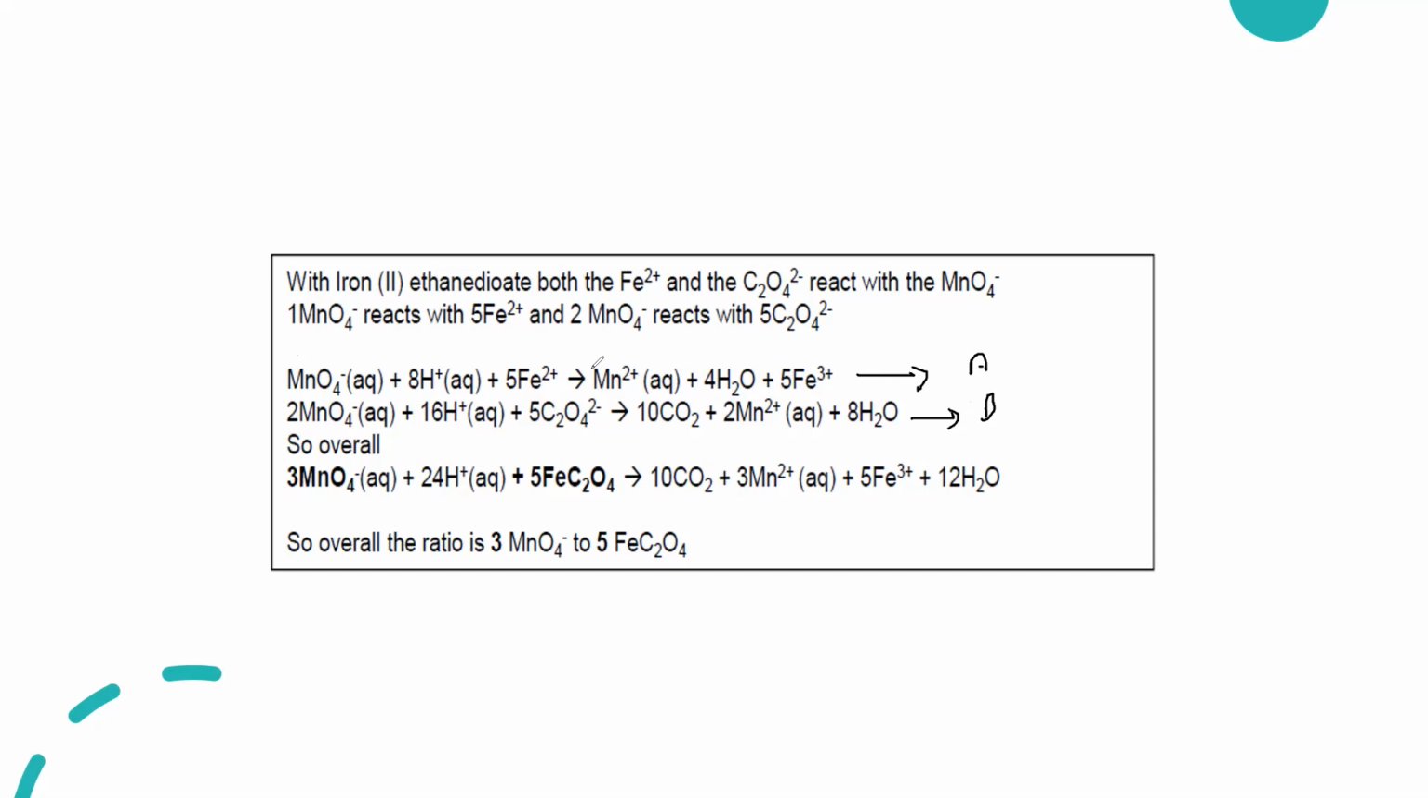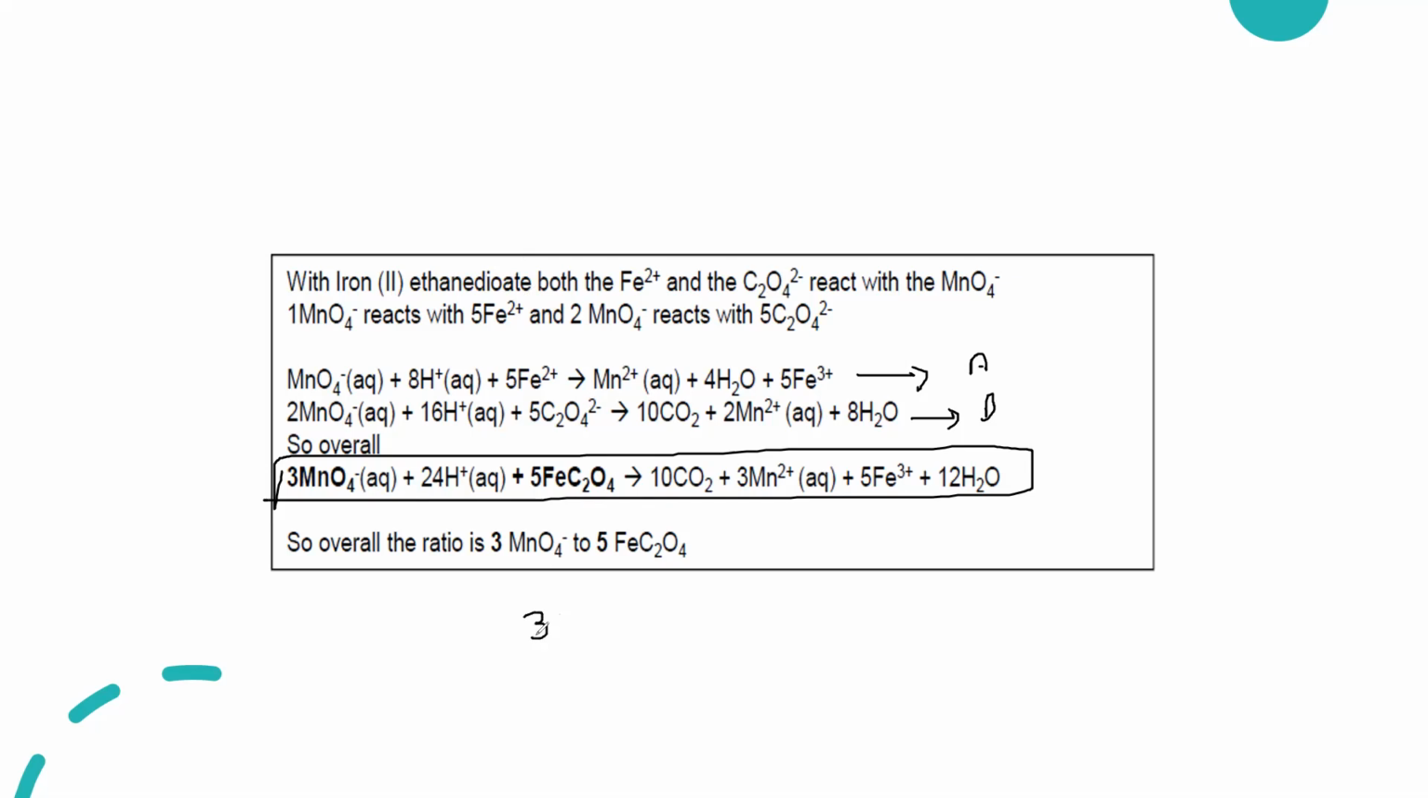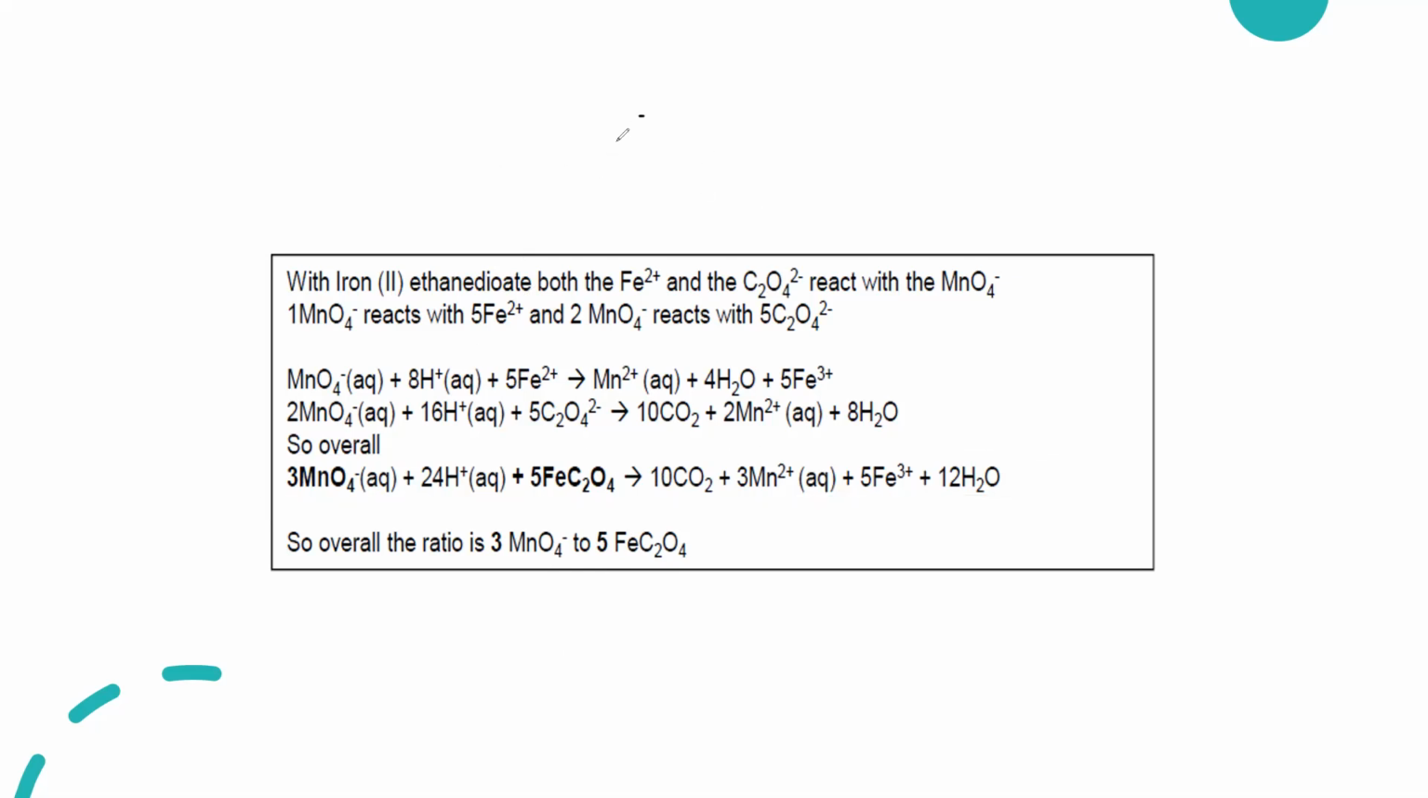So if we add the two equations, this will be our final equation, which shows that the overall ratio between the manganate ion to iron 2 and ethane dioate will be 3:5. Is it clear? So basically, how will we solve this type of question? First, we will have the concentration and we'll know what volume of potassium manganate is used. So we'll get the moles of manganate, and from moles of manganate, we'll get the moles of iron 2 and ethane dioate using the ratio 3:5.